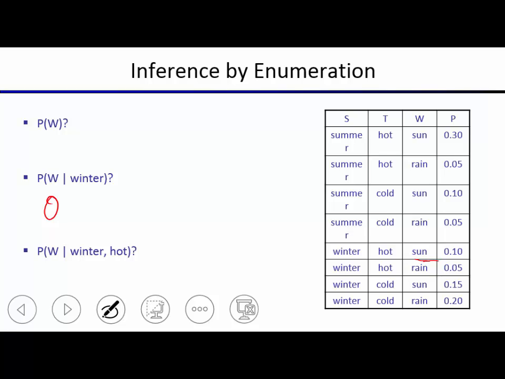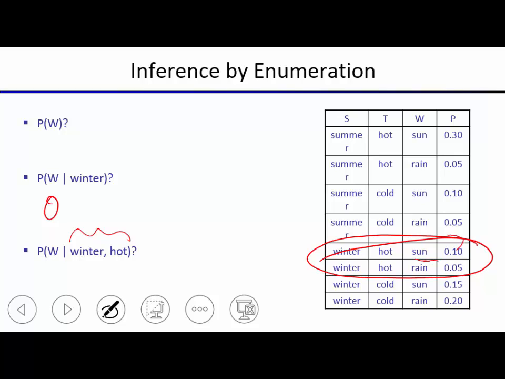Then we have as our evidence variables winter and hot. So our evidence variables are the season and the temperature. We have no hidden variables because those three together are all variables. All right, so first step, retain only what's consistent with our evidence. That's winter and hot, so that's these two rows here. Next step, sum out over the hidden variables, but there are no hidden variables, so that's a no-op, nothing to be done there.